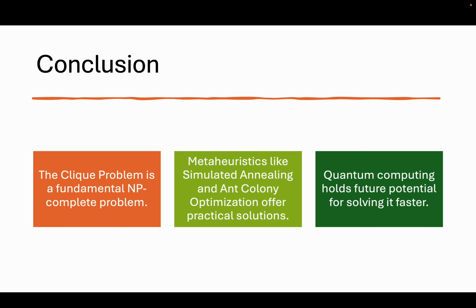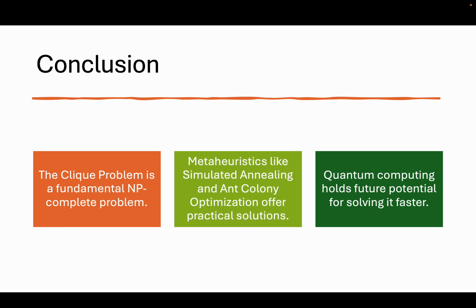Now we are on the conclusion slide. So in summary, the clique problem is a fundamental NP-complete problem. This means that finding the largest clique in a graph is inherently difficult and no known algorithm can solve it quickly for a large graph in the worst case. So it belongs to a category of problems for which solutions, if they exist, are hard to find and take a lot of time, especially as the graph grows in size.